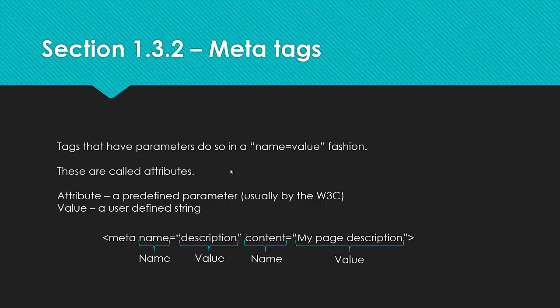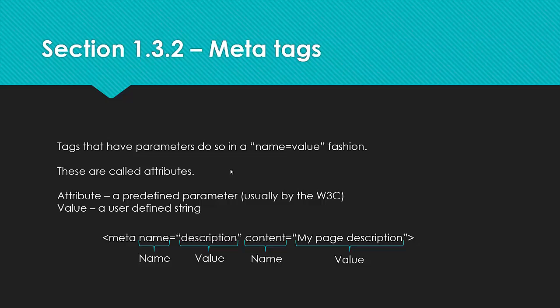So the tags use different parameters, which are your attributes. An attribute is pretty much your predefined parameter. This is usually determined by W3C. Some might be specific to different applications. Google has a few. I'm sure there are some for the browsers also. Then there's a value, which is a user-defined string, which is what you want to put in there.